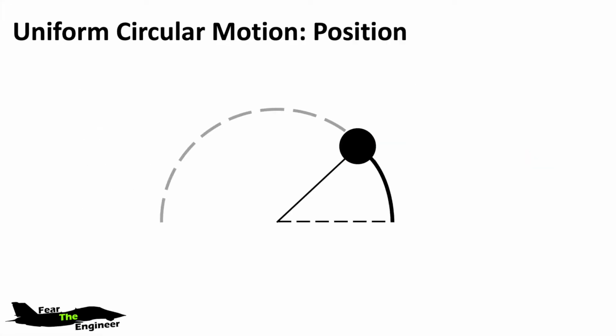We need two pieces of info to describe it. First, we need to know the particle's distance from the center of the circle. This distance equals the radius r of the circle, and it remains constant. Second, we need to know the particle's angle compared to some reference. This is called theta, which is the angular position.